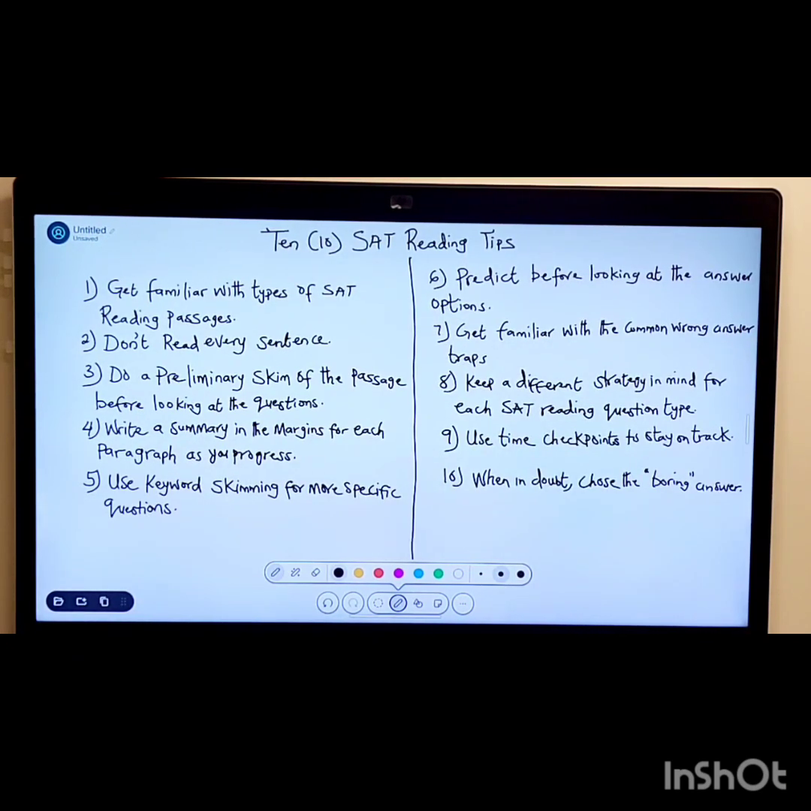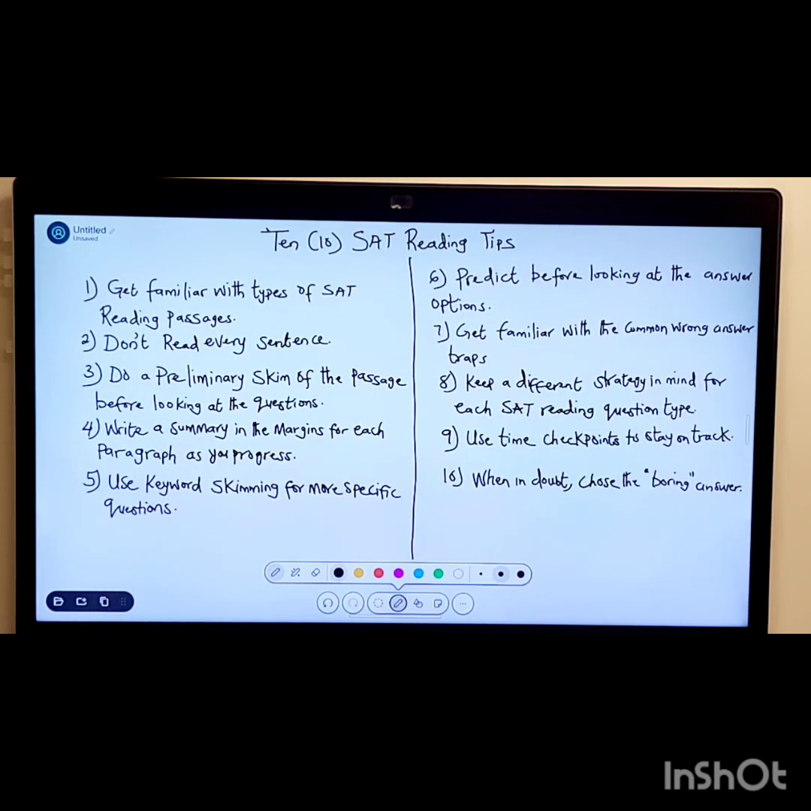Number 7, get familiar with the common wrong answer traps. Wrong answer traps are made to appear correct. Some answers will always look correct, but there are ways of trapping you. They will look so real.